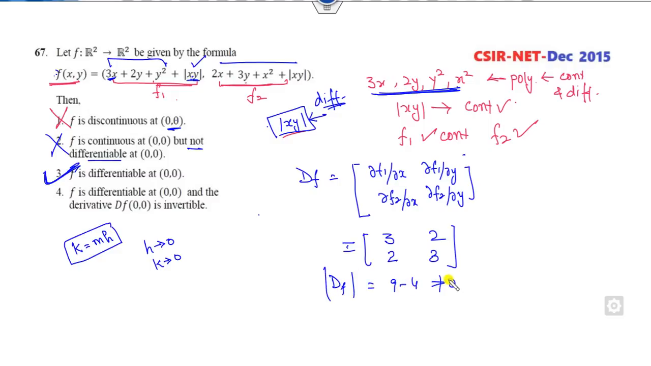9 minus 4, which is non-zero. So it is invertible. That is the right answer of this problem.